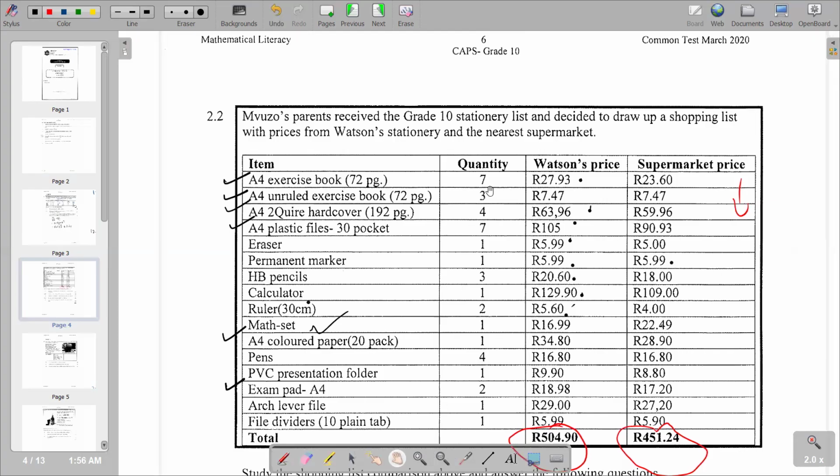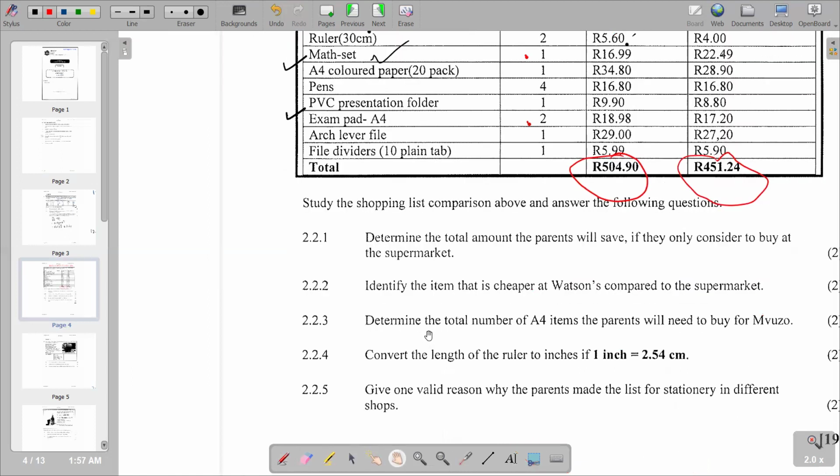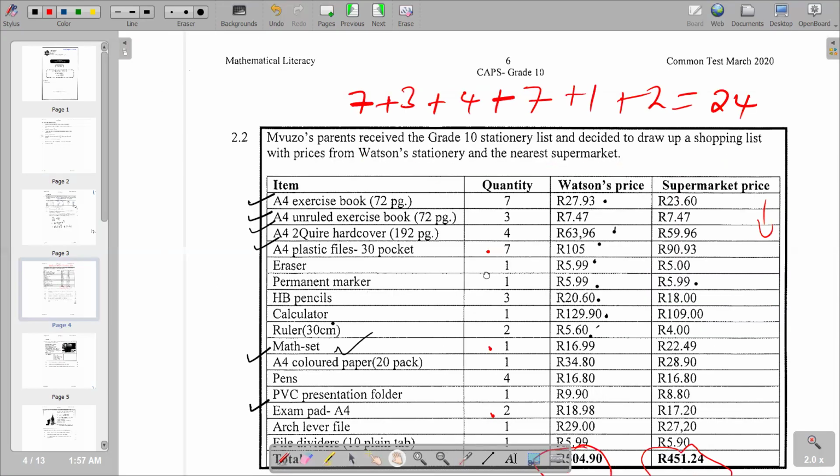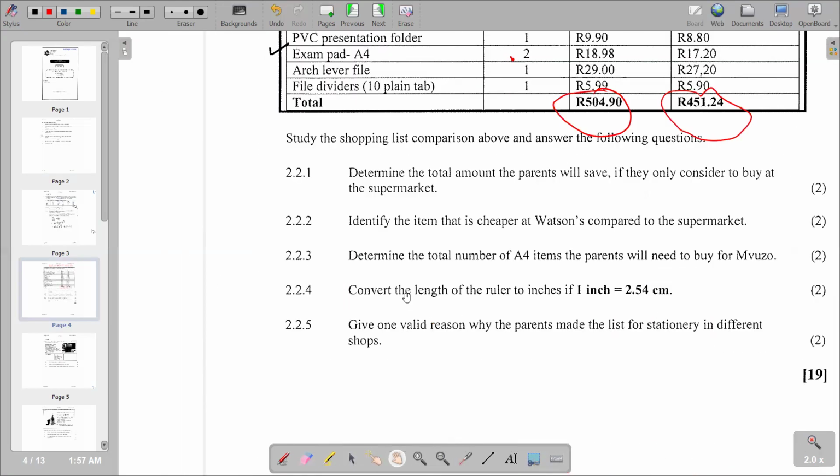So basically, we are saying the first one that we have is 7 as the quantity plus 3 plus here we have got 4 plus here we have got 7 plus here we've got 2. So we add there, you see that the answer that we're going to get is going to be 24. So we have 24. Our question is asking the number of A4 items, and then we are saying we have 24 A4 items. So go to the next part of our question.